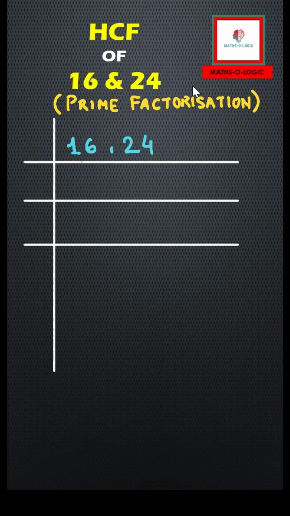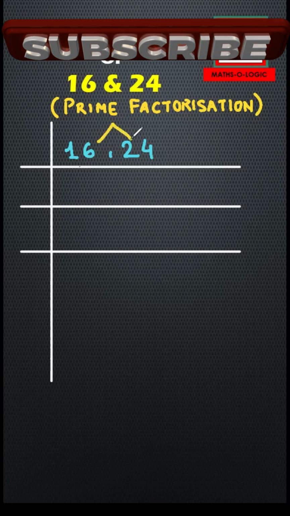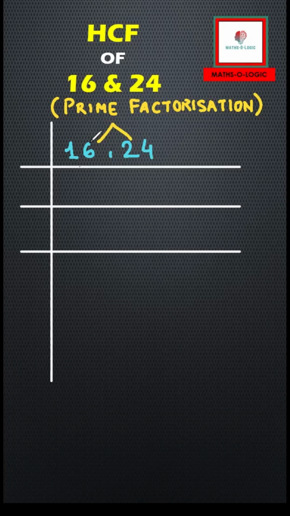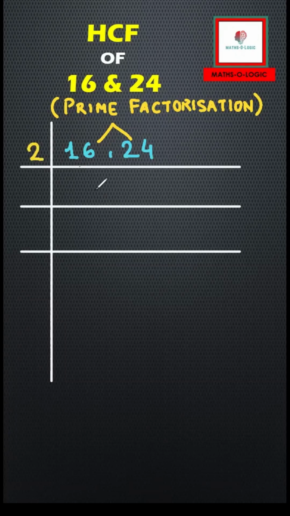HCF of 16 and 24 using the prime factorization method. We will think of a factor which is common to 16 and 24, and we will use the prime factor. So since both the numbers are even numbers, we will just divide these two numbers with 2 first. So 2 times 8 is 16 and 2 times 12 is 24.